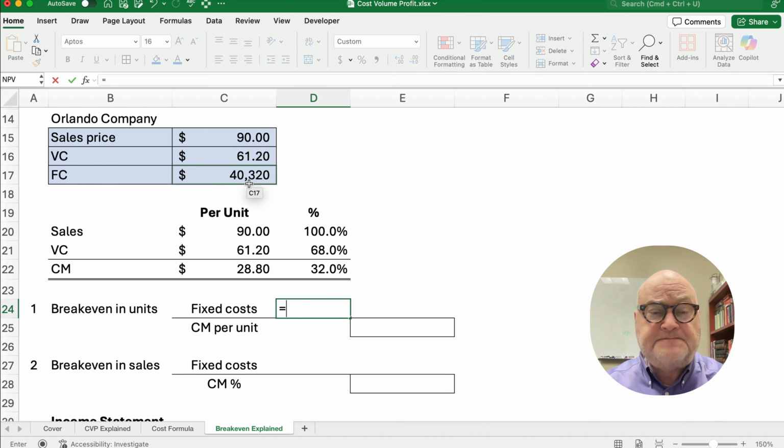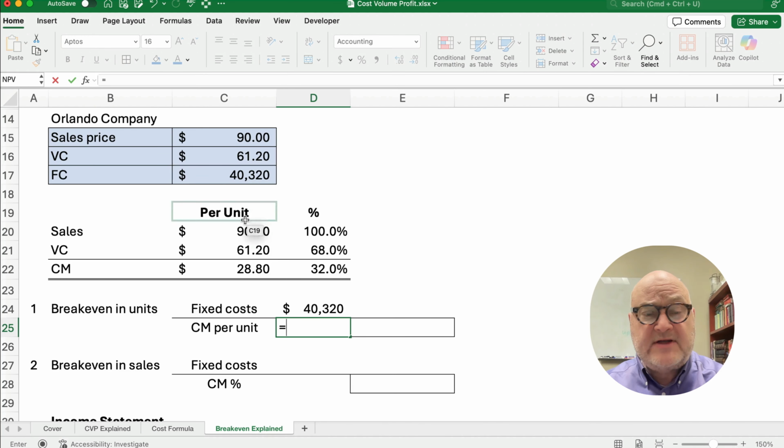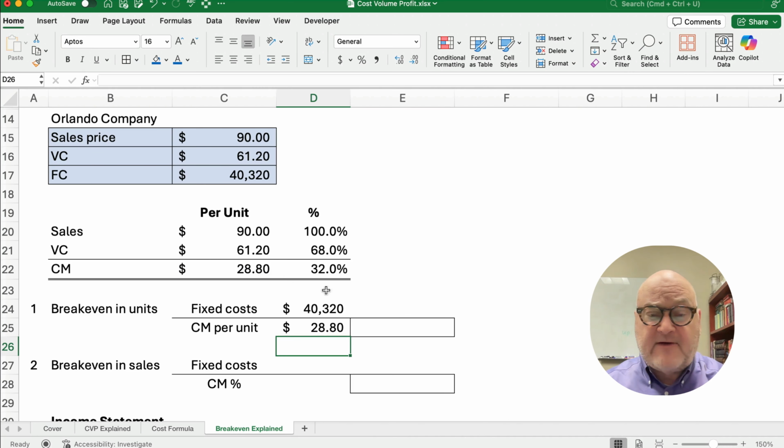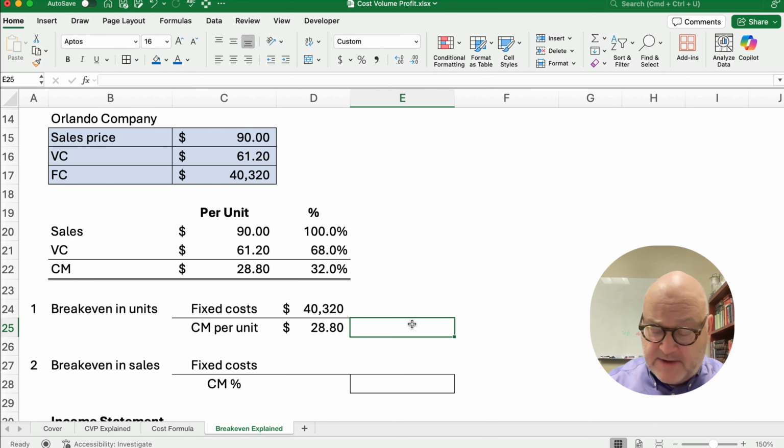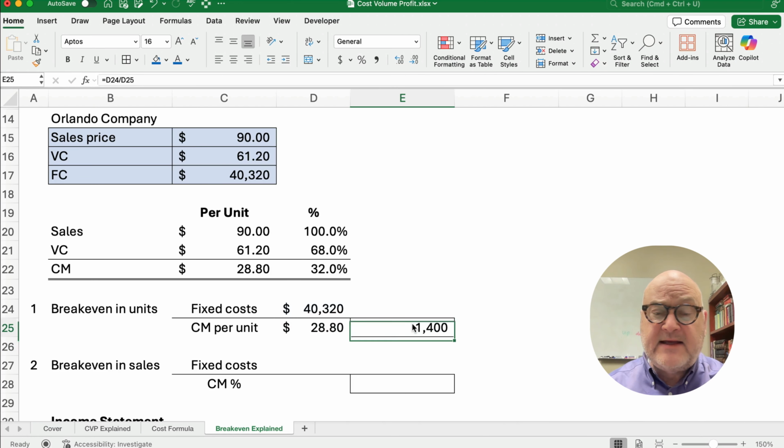So our fixed costs are $40,320, and our contribution margin per unit is $28.80. I've already formatted this for numbers here, so it's going to be 40,320 divided by the 28.80, and that's going to be 1,400. We've got to sell 1,400. Now, if our plan was only to sell 800, then we want to know, hey, we're going to lose money, and so therefore we've got to sell more, we've got to reduce our cost or something like that. We need to figure out a way to make a profit. We want to avoid this loss.